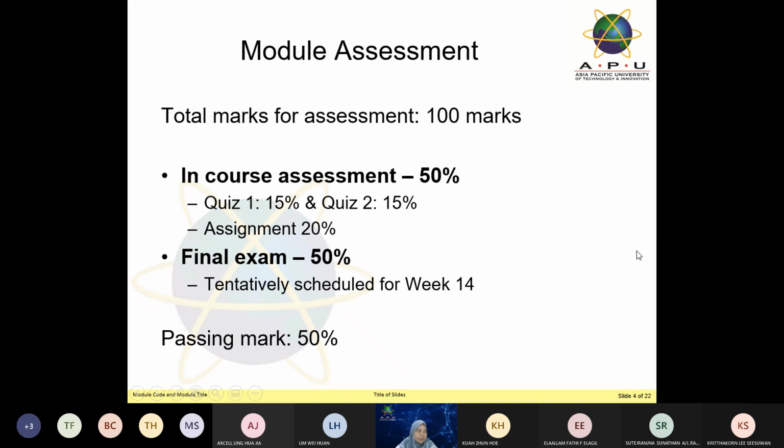Next is the module assessment. Total marks for assessment is 100%. So you will have two quizzes. Quiz 1 is 15% and quiz 2 another 15%. Okay. So most probably quiz 1 will be in the third week. Okay. Third week. Now is your first week. Because first quiz is only chapter 1. Okay. Quiz 2 will be 15%. It only covers chapter 2.